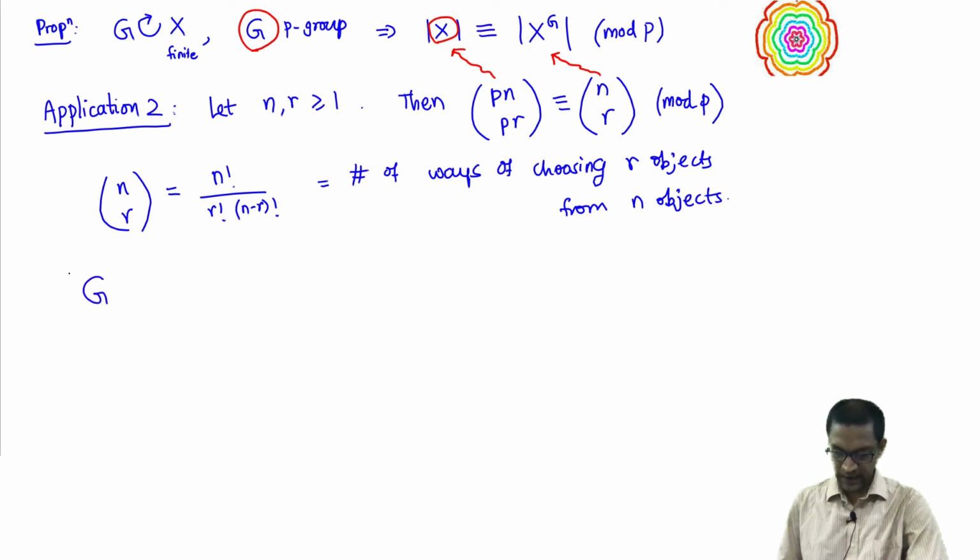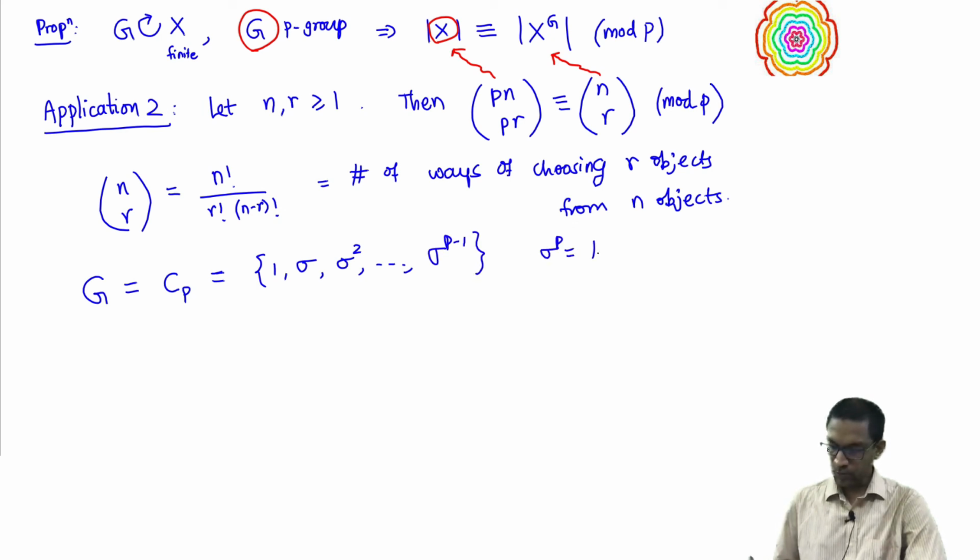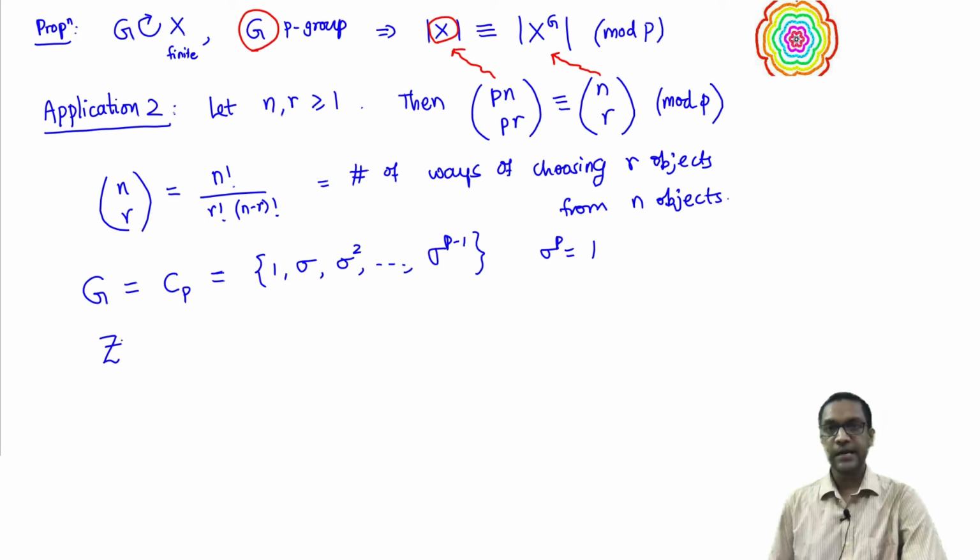So for a start, again, like last time, in the previous example, let's just pick the simplest cyclic group of cardinality P as our P group. So this is just 1, sigma, sigma squared, up to sigma to the P minus 1. So of course this is a P group, and now I need to construct a set whose cardinality is Pn choose Pr. Okay, so how am I going to choose that set? Well, first let's construct a set of cardinality Pn as follows. So I will think of it in the following manner.